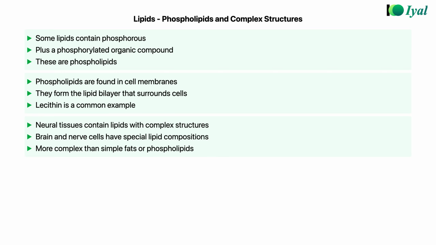Interestingly, neural tissues, your nerve cells, they contain lipids with even more complex structures. They're not just simple fats or standard phospholipids. They have specialized structures that are important for nerve function.